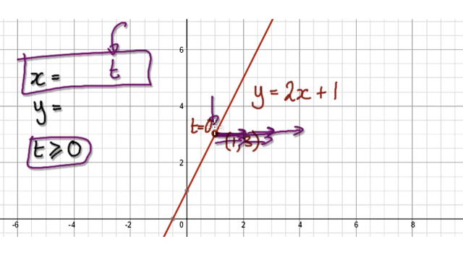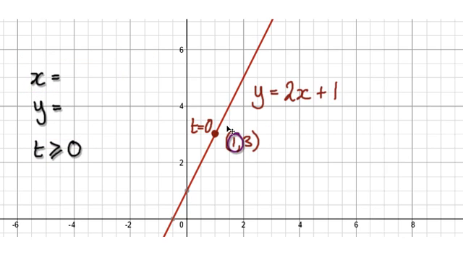But then the starting position is at 1. So every time the time increases by 1, it moves across by 1. But then our starting position is also at 1. So in this case, it will be this for the x. So it would be this, and then let's have a look at time.